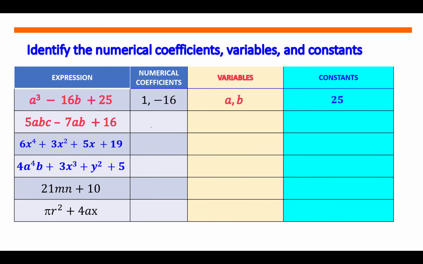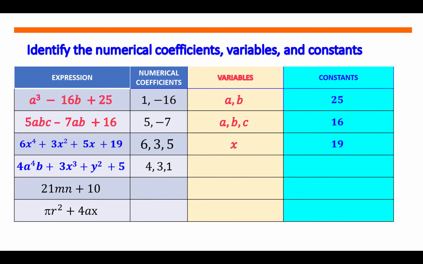For the expression 5abc minus 7ab plus 16, the numerical coefficients are 5 and negative 7. Our variables, we have 3 variables, a, b, and c. And we have a constant of 16. For the third example, we have 635 for the numerical coefficients, and we have only one variable, which is x. And we have also 19 as our constant.